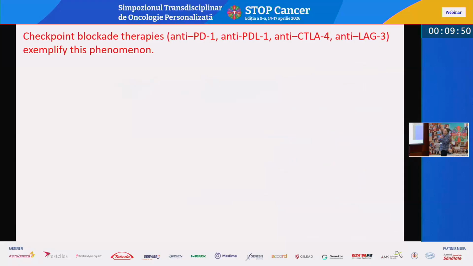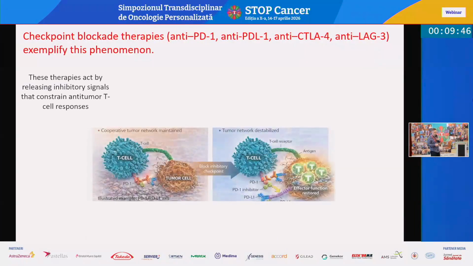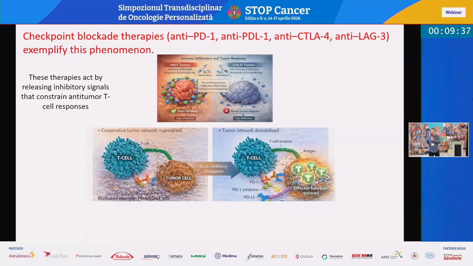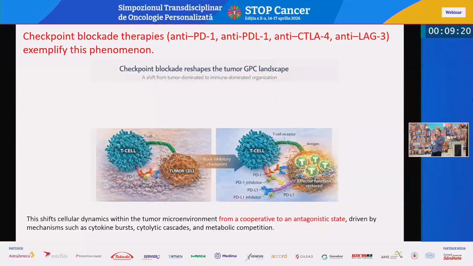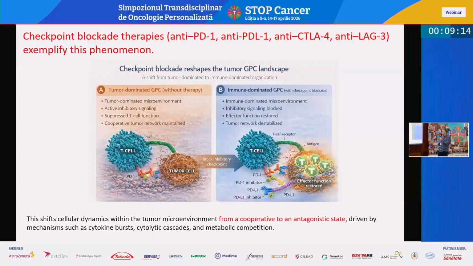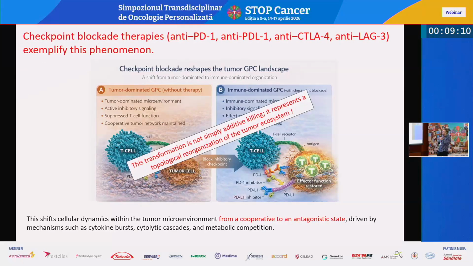The checkpoint blockade therapies exemplify this phenomenon, in my view. As you know, these therapies act by releasing inhibitory signals that constrain the anti-tumor T-cell responses. These therapies are particularly efficient if the tumor is already highly infiltrated by cytotoxic lymphocytes. And when they are reactivated at the end, their activity will result in an inversion of the local neighborhood hierarchy. Within the tumor microenvironment, this shifts the cellular dynamic from a cooperative to an antagonistic state. And clearly, this is different from simply additive killing. It represents a topological reorganization of the tumor ecosystem.